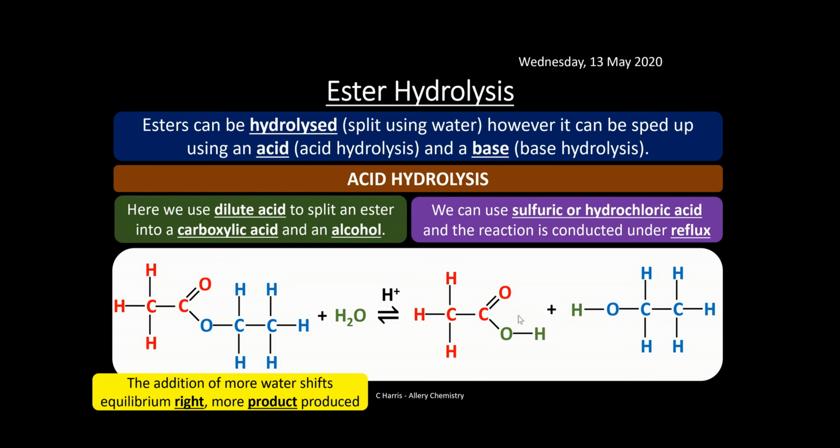So the blue bit comes from the ester, and the H, the green H, comes from the water that we've added in there as well. So the addition of water, if we add more of this, shifts equilibrium to the right, so more product is produced.